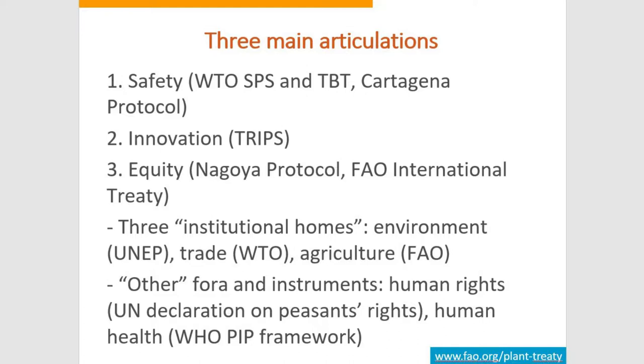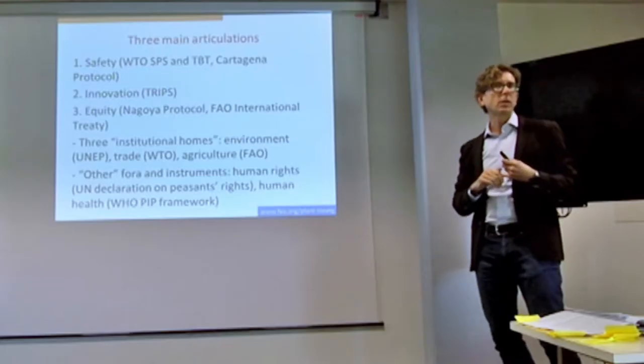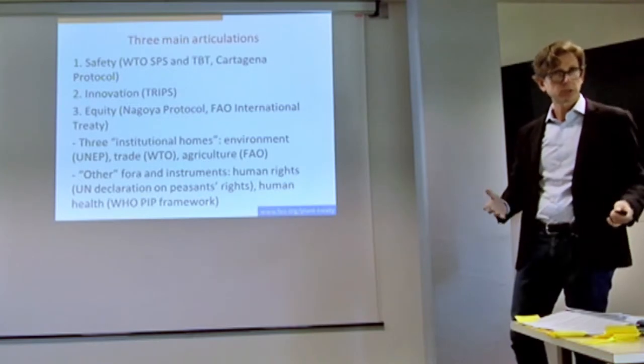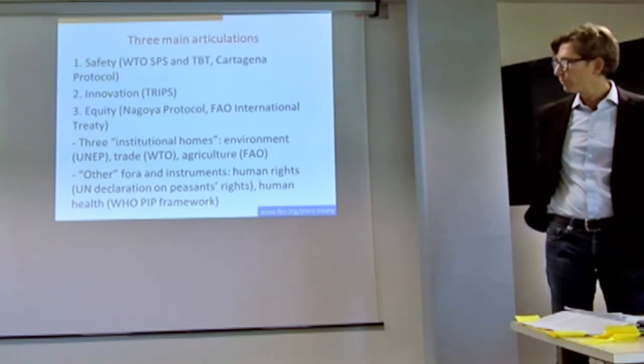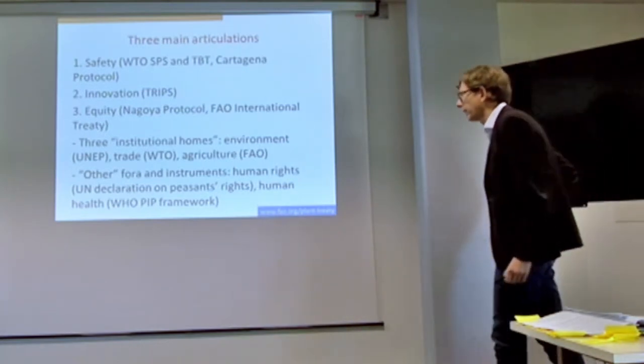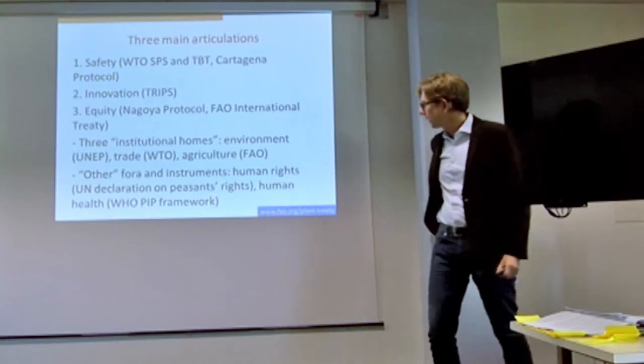These are the three main articulations at the level of subject matter, if I may say so. What are the main institutional homes? International law is not only made by treaties, it's also made by international institutions, UN and non-UN. The main three institutional homes are environment, where we have the United Nations Environmental Program, trade, where we have the WTO, and agriculture, where we have FAO and many others, of course.